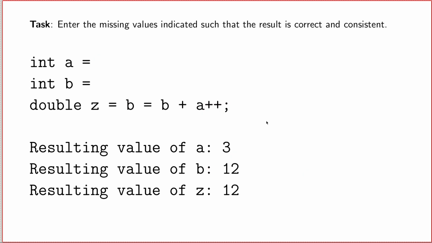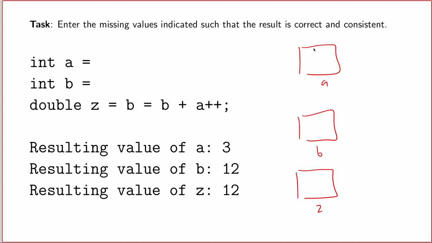Then there's this one, and here you have 2 unknowns up at the top, but you have the resulting values of all 3 things. So here's A, here's B, and here's Z. Int, and double. Okay, so the initial value of A is something, and the initial value of B is something. And then we do this operation.